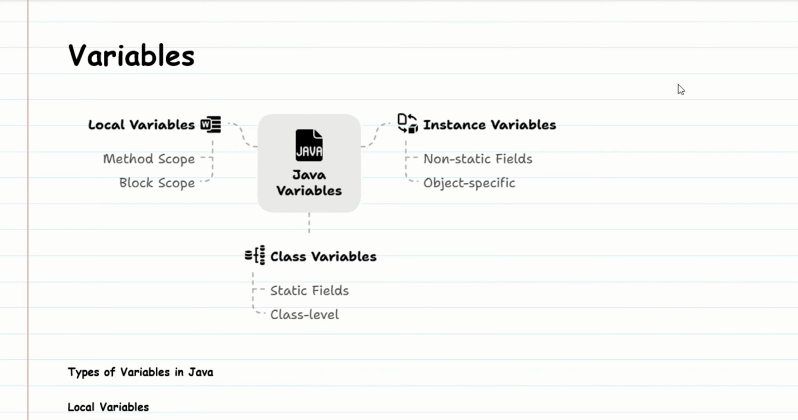In Java, variables are containers used to store data values. Each variable in Java has a type which determines what kind of data it can hold. So let's see the types of variables in Java. We have local variables, instance variables, and class variables.